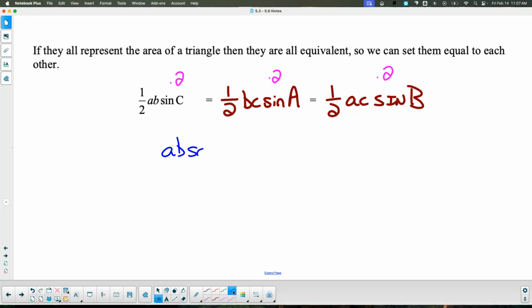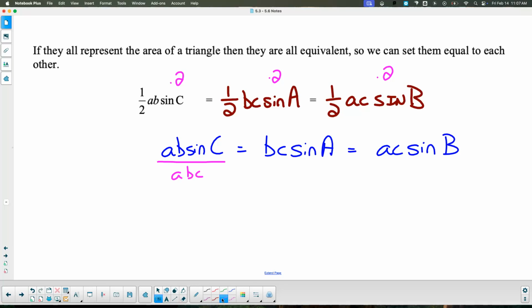So that leaves me with AB sine of C equals BC sine of A equals AC sine of B. With me so far? Okay? Now, if I divide here by A times B times C, then divide here by A times B times C, then divide here by A times B times C.